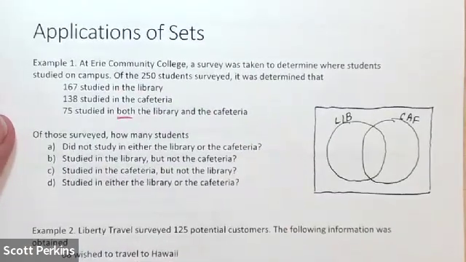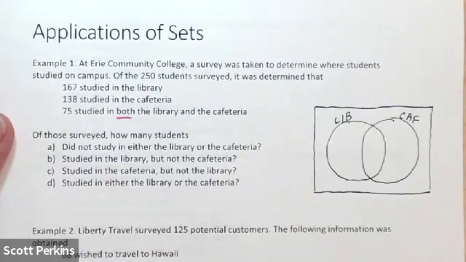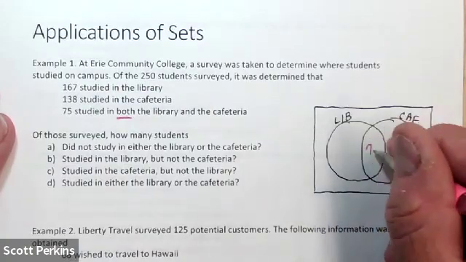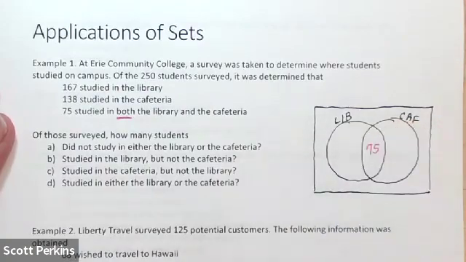So that means, where am I going to put 75 students? In what region of my Venn diagram? In the intersection. I'm going to put the number 75 right here. 75 students studied in both. Tracking with me so far? We doing okay? Because you're going to do your own on the next page in just a moment.